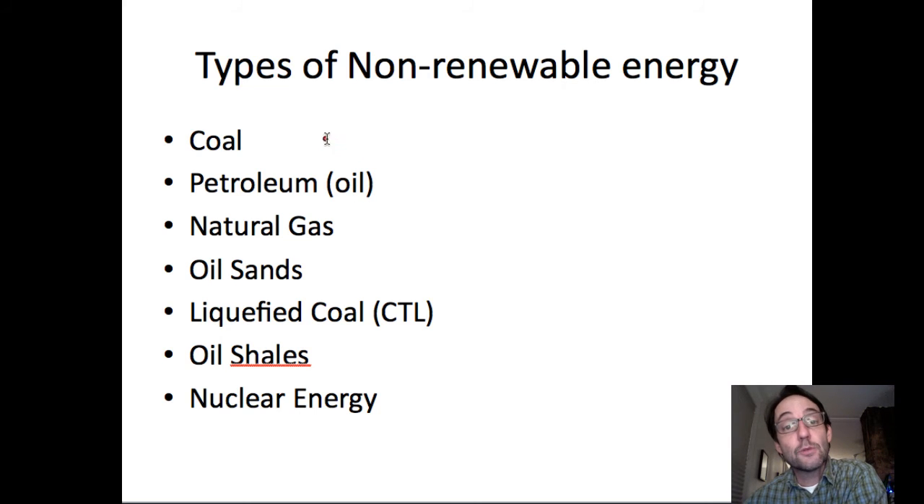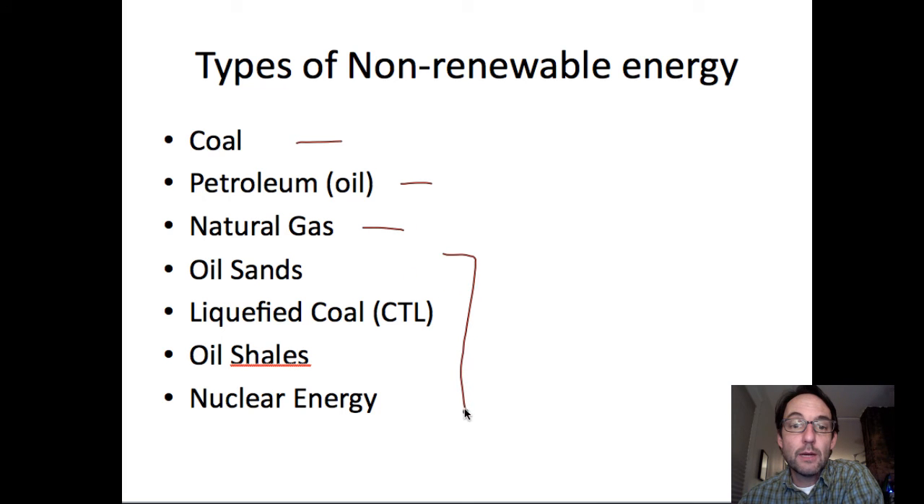So for the next few lectures, we're going to go through these different sources of non-renewable energy, many of which we heavily rely upon right now, mostly coal, oil, and natural gas. I'm also going to talk a little bit about some of these other methods, such as oil sands, like the tar sands up in Canada, this liquefied coal technique, which they mention in your book, and oil shales, which are becoming more popular in the United States. Then we'll spend quite a bit of time talking about nuclear energy as an option. All right, so I'll see you later. Next, we'll talk about coal.